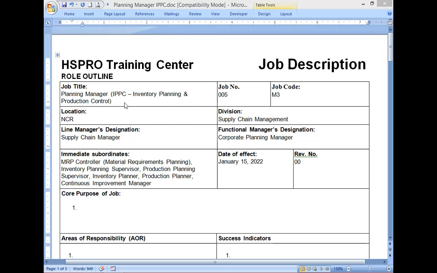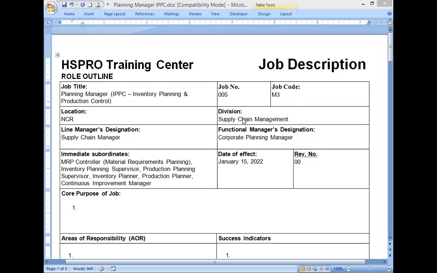I just want to emphasize that this position is for inventory planning and production control. This is very common in supply chain. This is a very common name, IPPC. So when you encounter this acronym, it means inventory planning and production control. Okay, I have brought the job number, job code, and the location would be NCR.